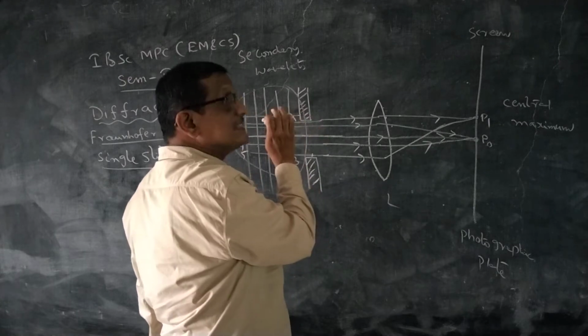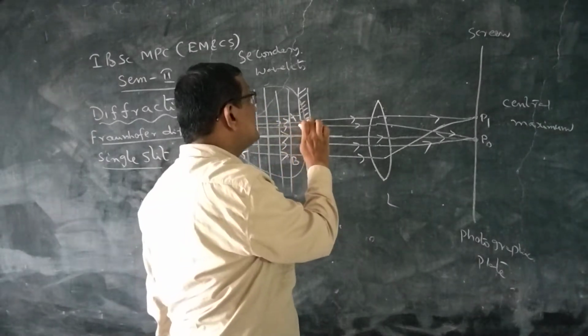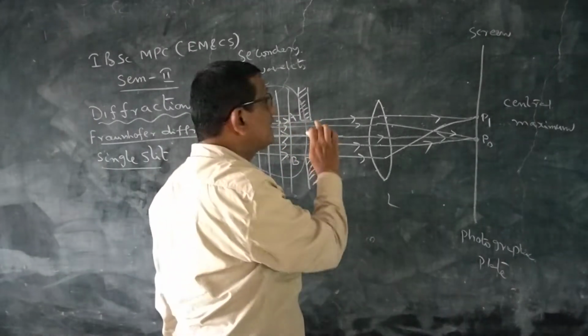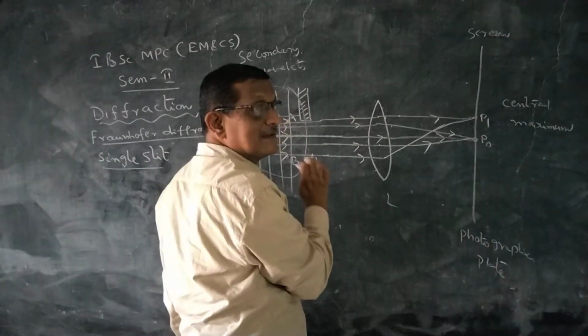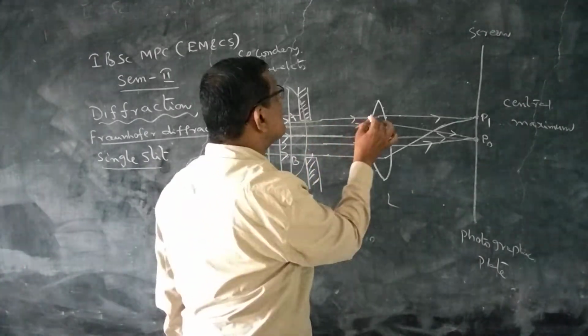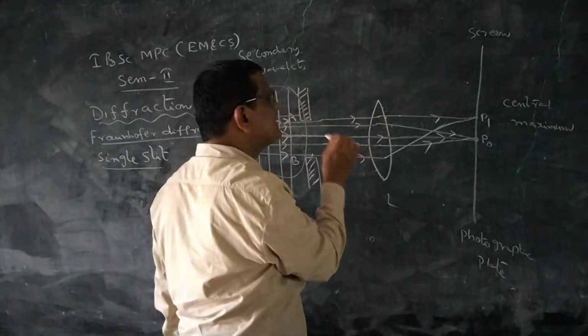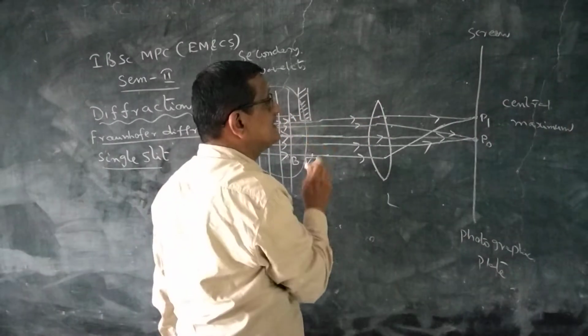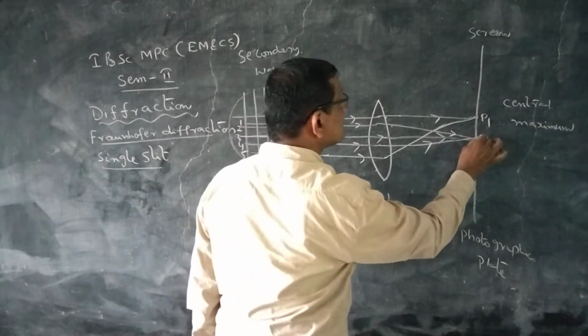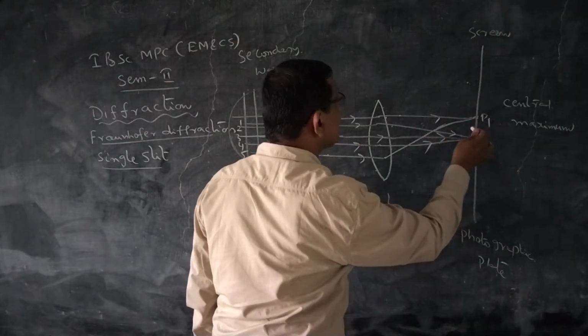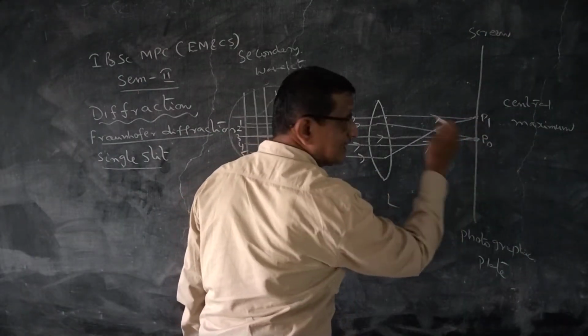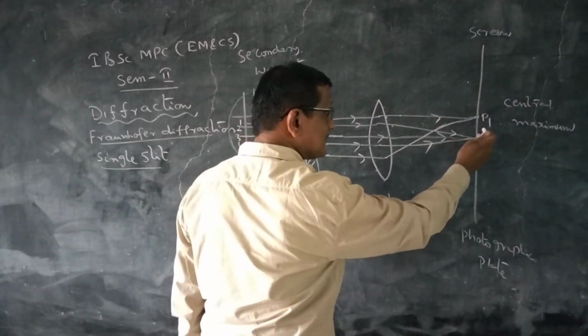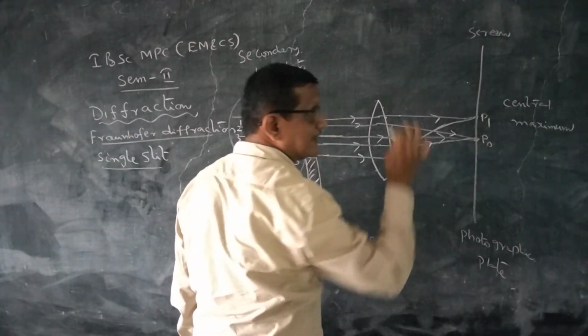Why is this diffraction pattern formed? Because this wavefront is obstructed by the slit. Because of diffraction, bending of light rays, or change in path of light rays, takes place at the edges of the slit. Here P0 is the central maximum. We can draw lines below P0 also. The diffraction pattern is formed above and below P0.